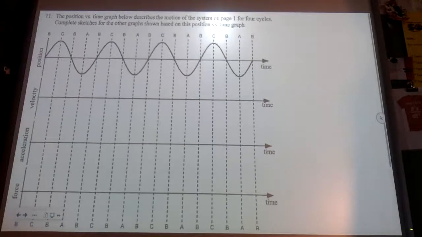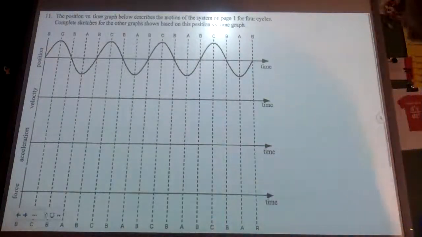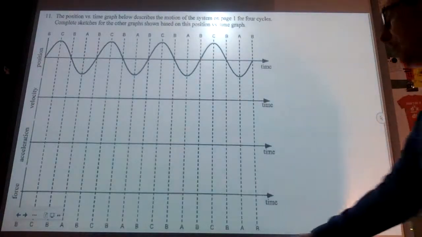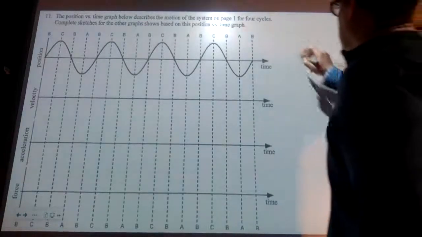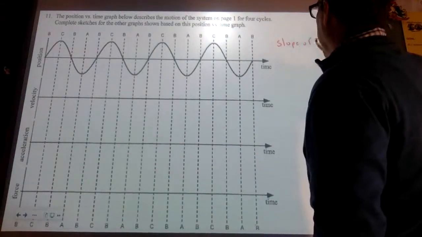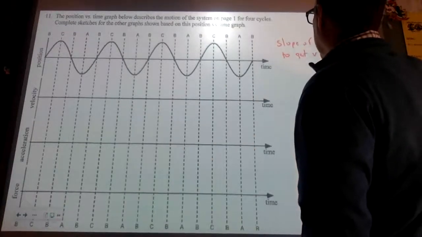The position versus time graph below describes the motion of the system on page 1 for 4 cycles. Complete sketches for the other graphs as shown based on the position versus time. All right, so to go from position to velocity, you're going to take the slope of x-t to get v-t.